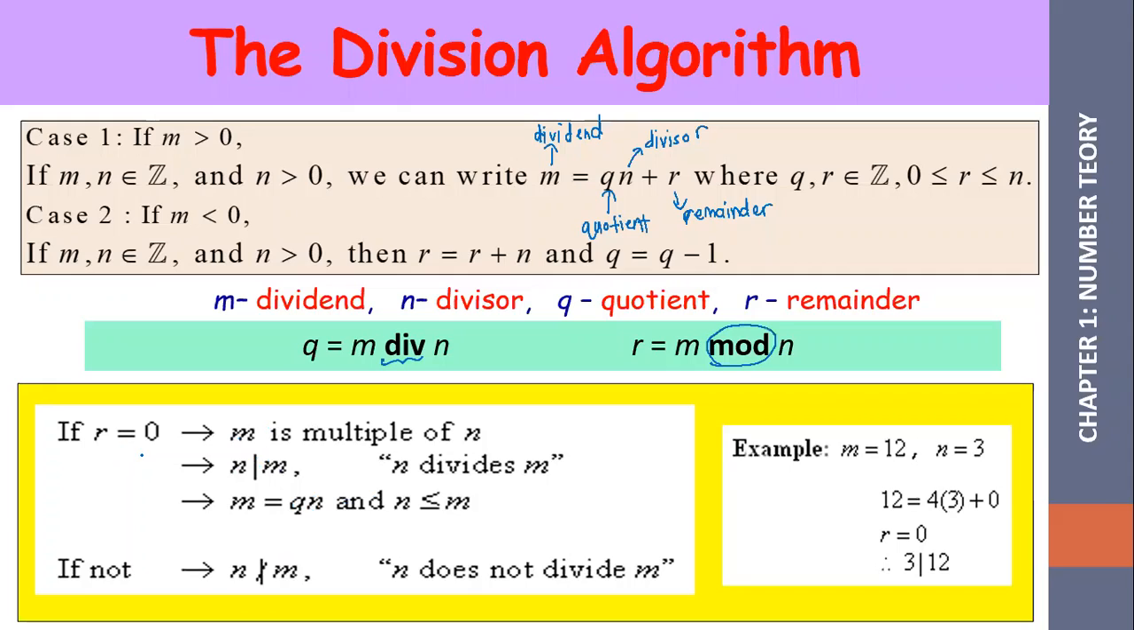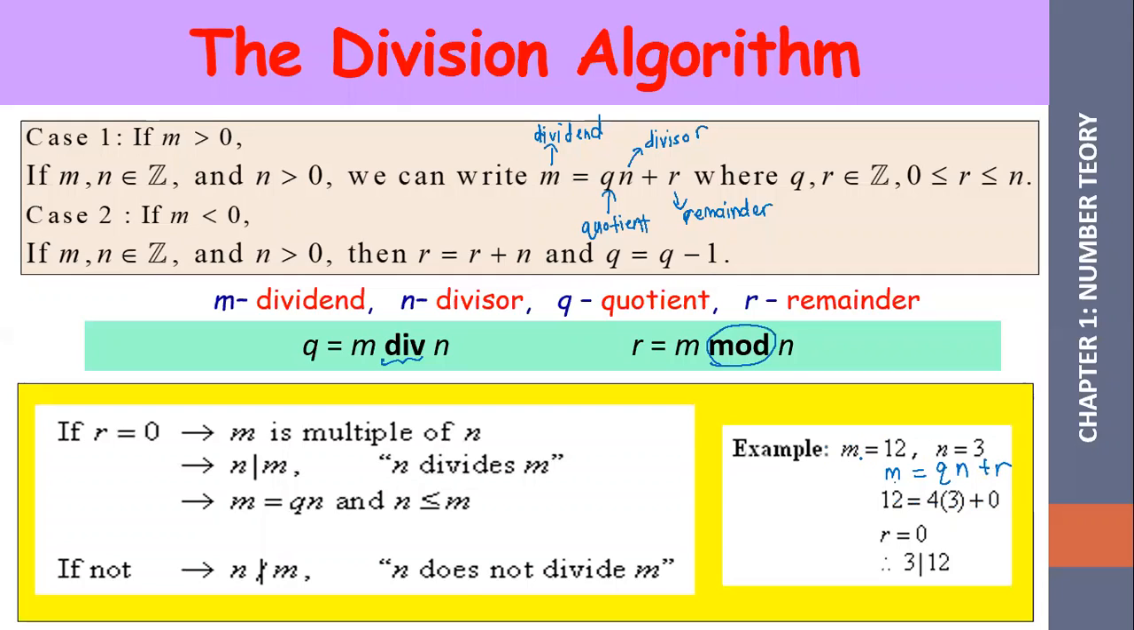So if r is equal to 0, you can say that m is a multiple of n. Okay, so n divides m equal to qn. For example here, m is 12 and n is equal to 3. 12 is equal to 4 times 3 plus 0. We have m is equal to qn plus r.